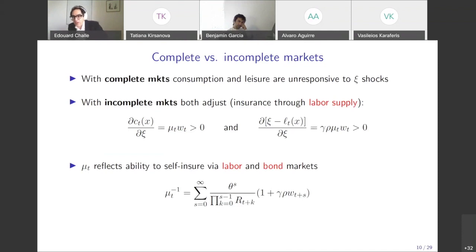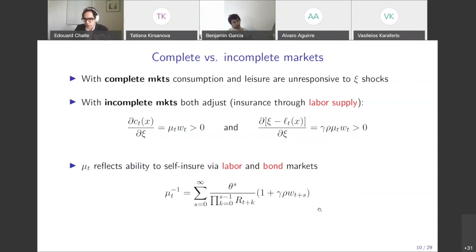And now if you look at the credit market, well, the lower the interest rate, the easier it is to use the credit market to buffer the shock. Think of an agent who's hit by a bad idiosyncratic shock. He's going to want to borrow to limit the incidence of the shock, and borrowing will be made easier if interest rates are low. So agents use both margins to self-insure.